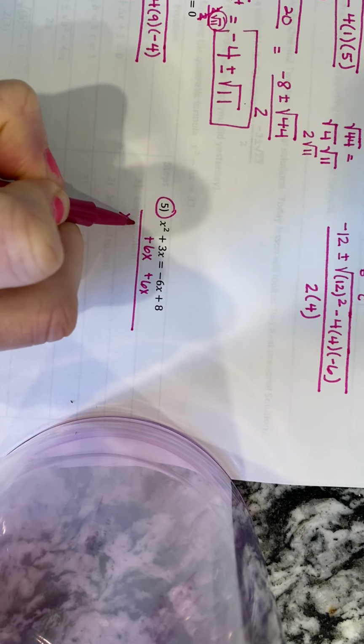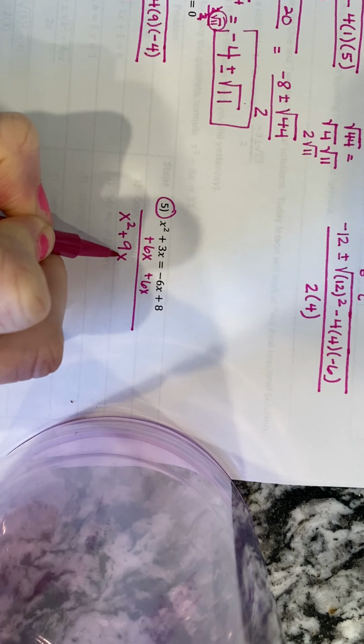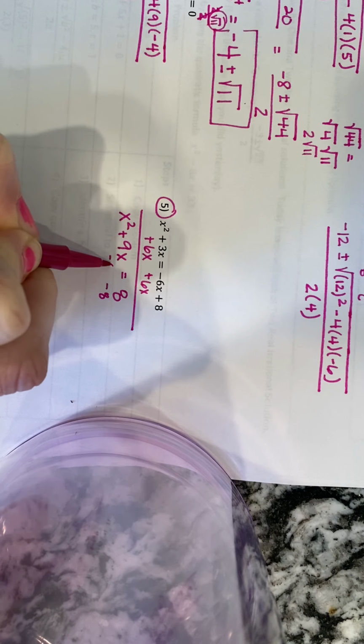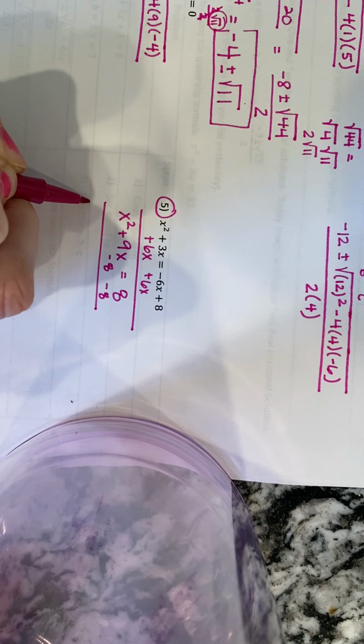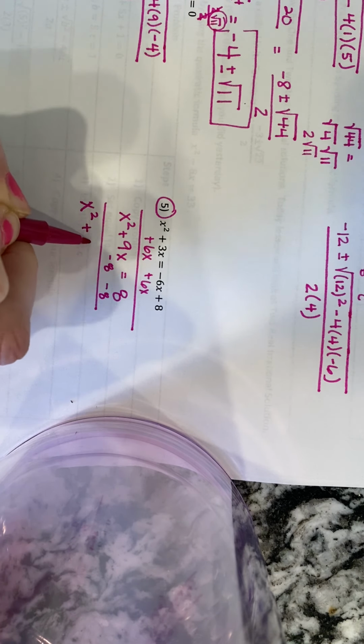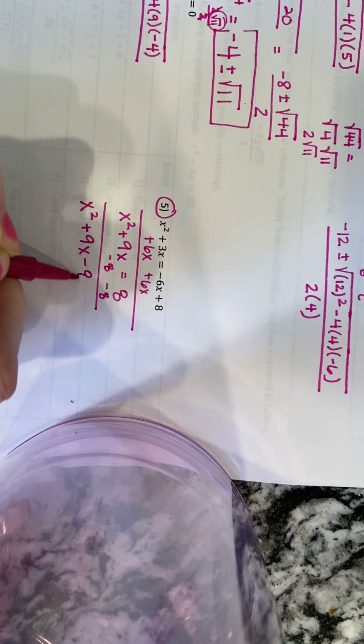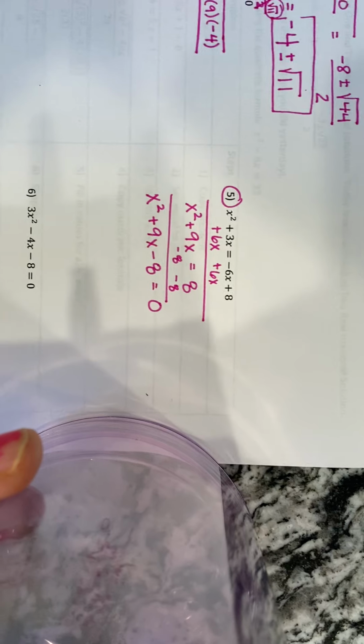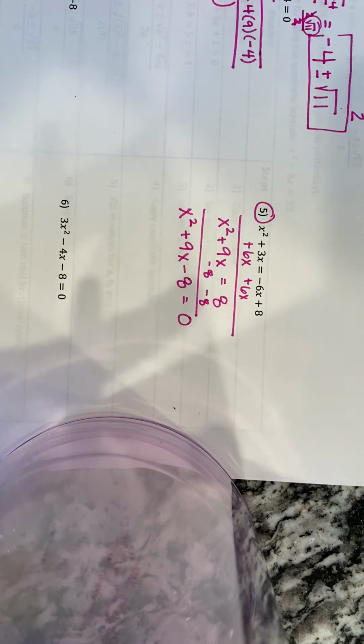And you get x squared plus 9x equals 8. Then we got to move our 8. We're going to subtract it, and you have x squared plus 9x minus 8 equals 0. Now we can use the quadratic formula to solve this.